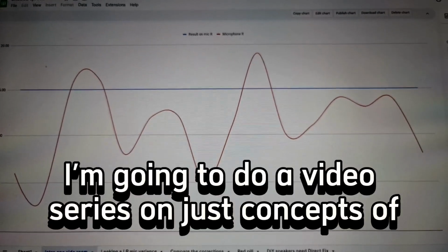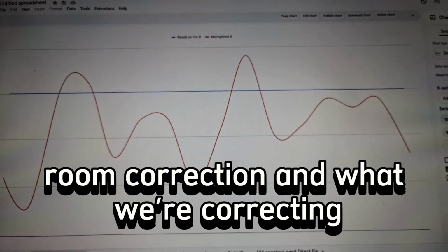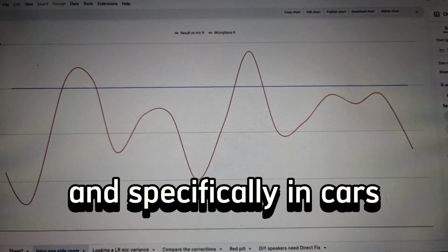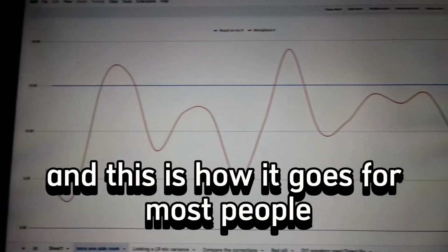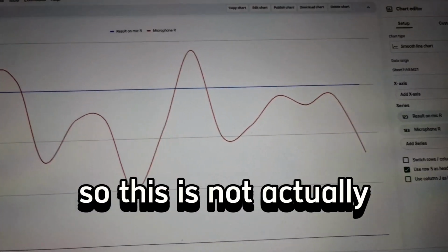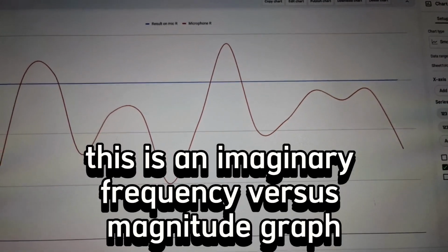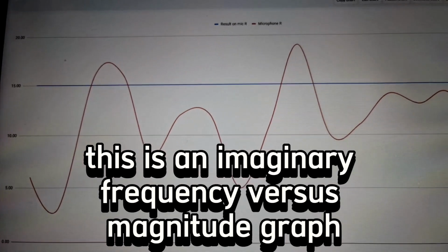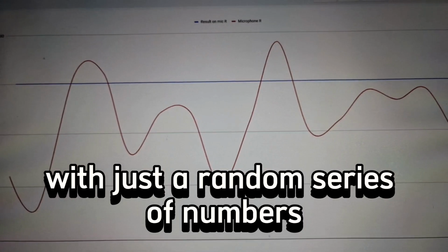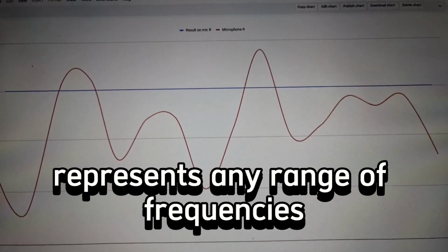I'm going to do a video series on just concepts of room correction and what we're correcting, and specifically in cars, and this is how it goes for most people. So this is not actually any particular frequency versus magnitude graph. This is an imaginary frequency versus magnitude graph with about 20 points with just a random series of numbers. So imagine this represents any range of frequencies.